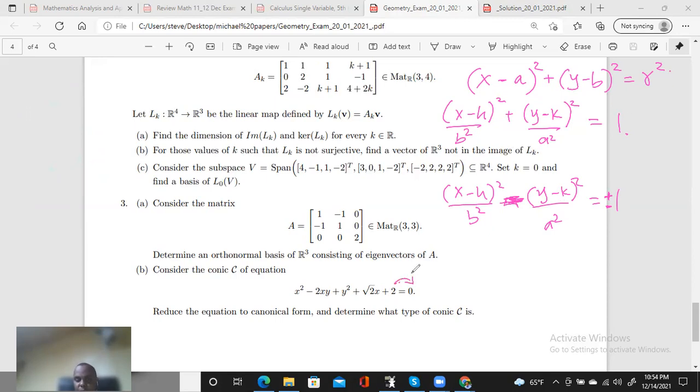For example, I'm going to pull the 2 out. I have x squared plus 2xy plus y squared plus root 2 x equals -2. And then I could try to complete the square.